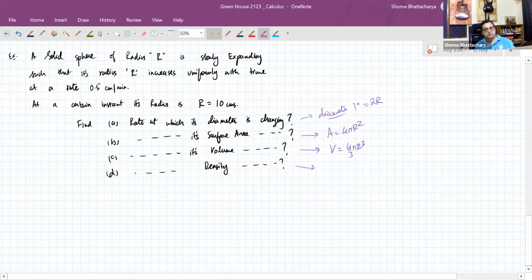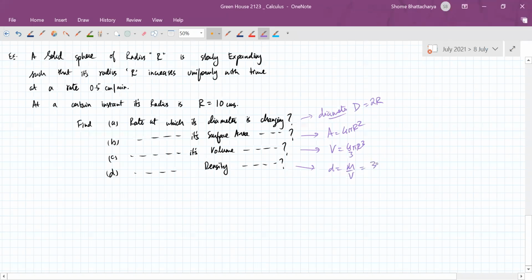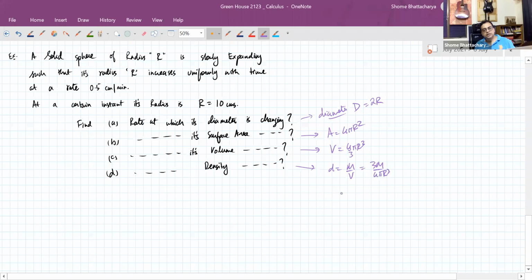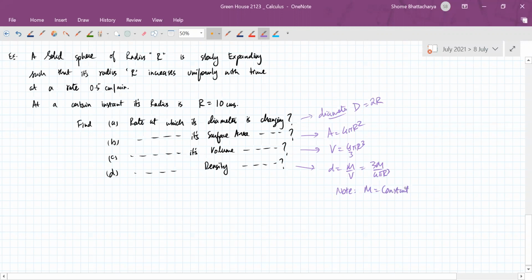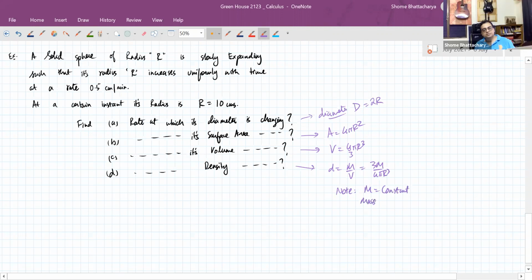And density. So let's say we use capital D for diameter, so we can use small d for density. So what will be the formula for density? Mass upon volume. That is 3m upon 4 pi r cube. We understand here that mass is not changing. M is constant. Because while it's expanding, it's not like material is being added. We're talking about thermal expansion, let's say over here. So the density reduces as the volume expands. The mass does not change. So that's, let's say, given in the question as an assumption. Assume its mass is constant.